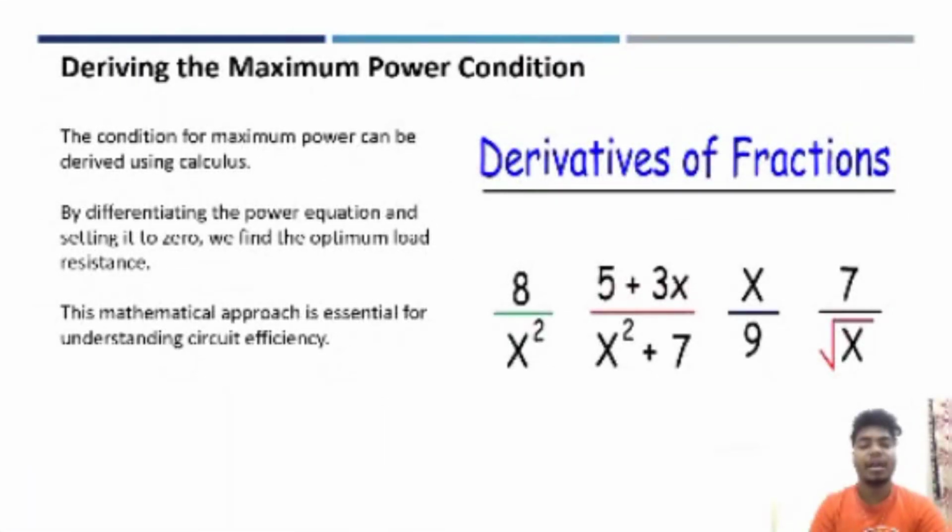Deriving the maximum power conditions. The condition for maximum power can be derived using calculus. By differentiating the power equation and setting it to 0, we find the optimum load resistance. This mathematical approach is essential for understanding the circuit efficiency. The power equations in terms of mathematical form. Derivatives of fractions: 8 divided by x square, 5x plus 3x divided by x square plus 7, x divided by 9, or 7 divided by root x.